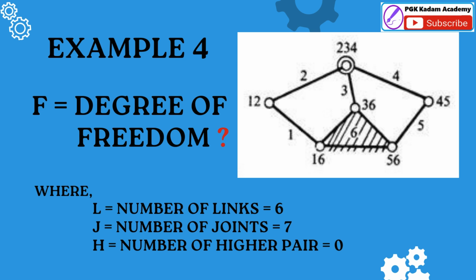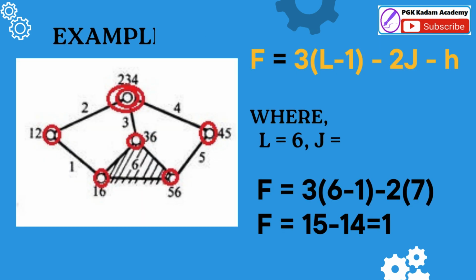Example 4. Complex mechanism shown in the figure, determination of degrees of freedom of this planar mechanism. Degree of freedom F equal to 3 times (L minus 1) minus 2 times J minus H. Here shown in the figure by observation of the mechanism, L equal to number of links in the mechanism is 6, J equal to number of lower pairs in the mechanism is 7.